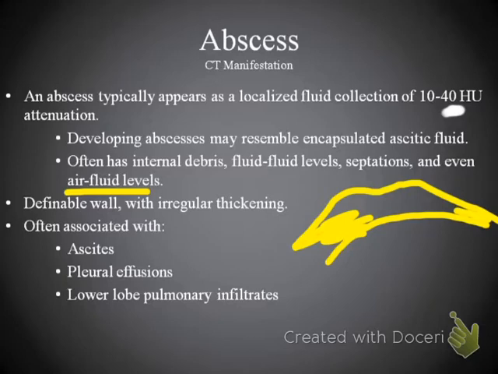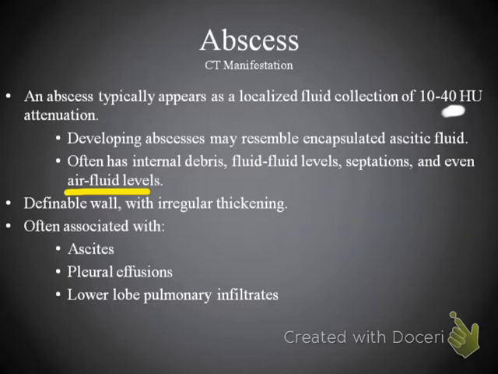And so this would be something that we're looking for. And we also see that abscesses are often associated with ascites, pleural effusions, and lower lobe pulmonary infiltrates. So if we see any of these things, then it's still possible that we could see an abscess as well. Keep that in mind, but also keep in mind that we're looking for around 40 Hounsfield units for the measurements, and we're looking for air fluid levels, or another thing that we are looking for is septations. And so you're going to see probably a lot of your abscesses actually bear this out.